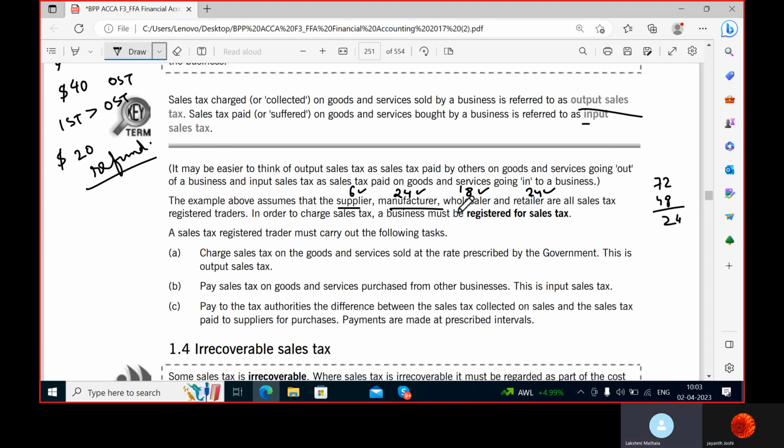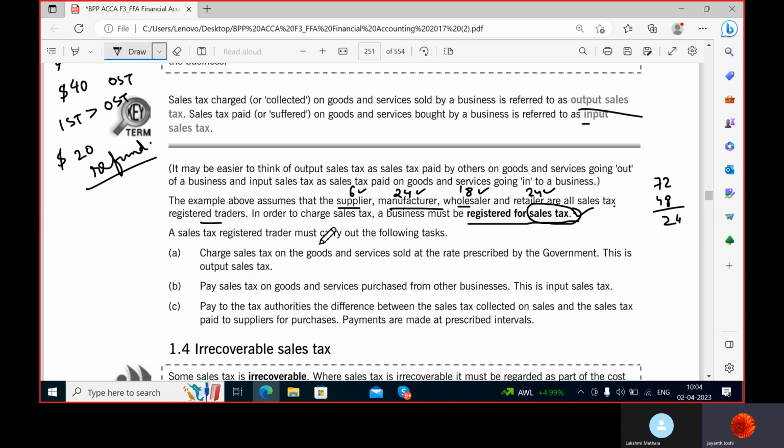Yes, ma'am, it's clear. Okay. So these are all sales tax registered traders. Why were they able to pay this tax and collect tax on the next step? Because they were registered traders. So in order to charge sales tax, a business must be registered for sales tax. So this is a compulsory thing. If you want to show sales tax in your business, you need to get it registered.